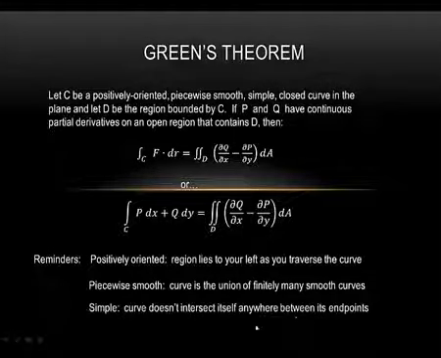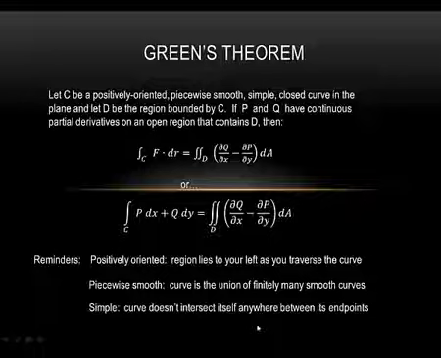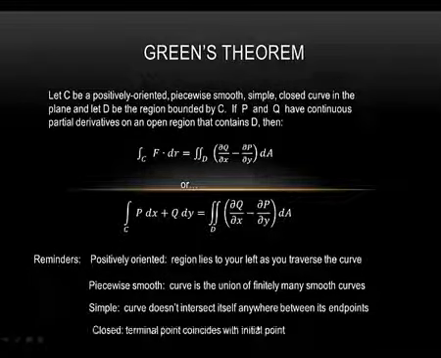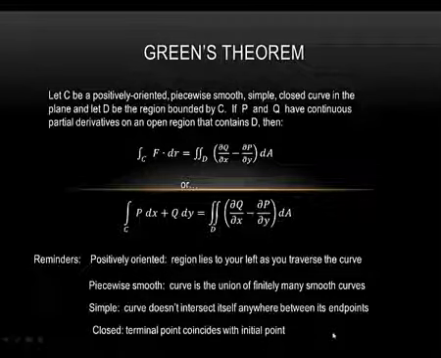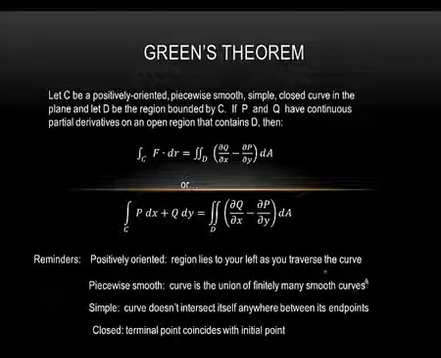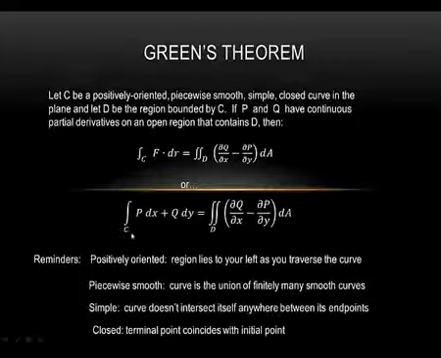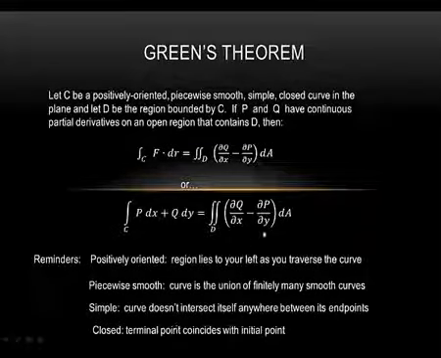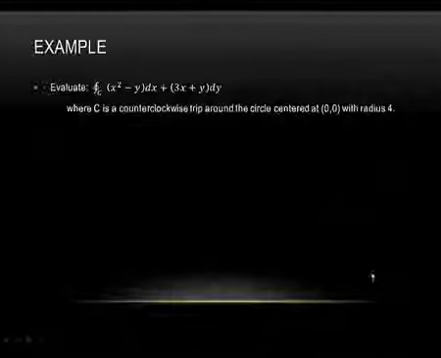Simple means the curve doesn't intersect itself anywhere between its endpoints. And closed means the initial point and terminal point are the same point. So our curve should start and stop at the same point, but not intersect itself anywhere in between. That is the kind of curve we have to have for us to apply Green's theorem. If the curve we're computing the line integral on does not meet all of these criteria, then Green's theorem is not going to apply. So here's an example we're going to look at.